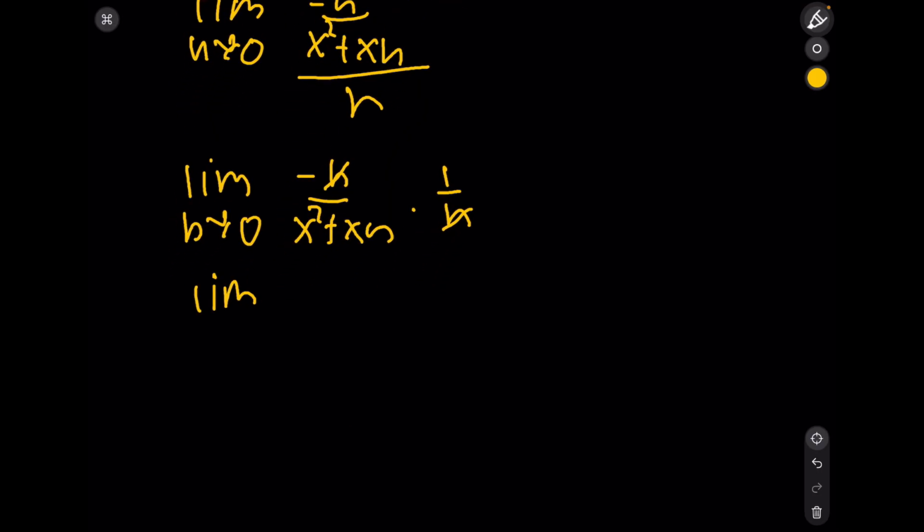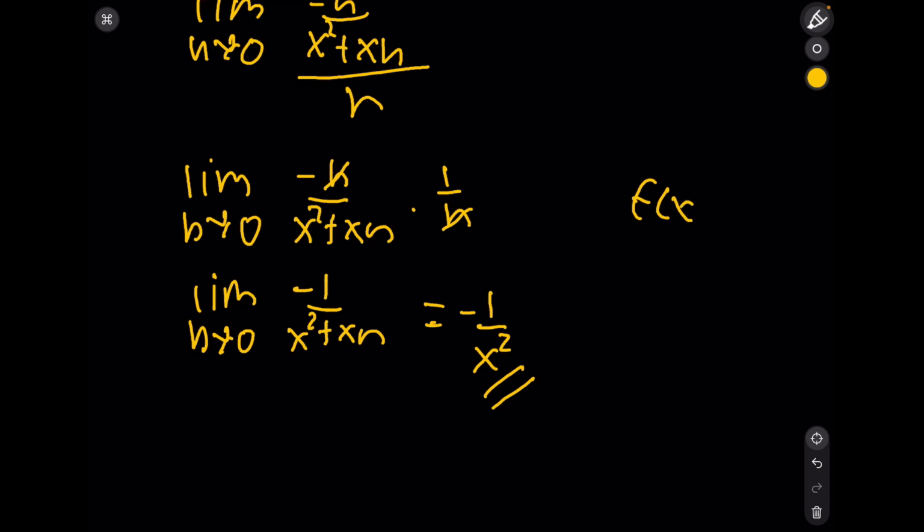Then from here, we have the limit as h approaches 0 of negative 1 over x squared plus xh. Since you don't have anything that's going to turn into a 0 in the denominator, you can safely put the 0 in for the h, and then you're just left with negative 1 over x squared. So that'll be your derivative. So we have f of x is equal to 1 over x, then f prime of x will be negative 1 over x squared. And so this is a quick introduction to the limit definition of a derivative.